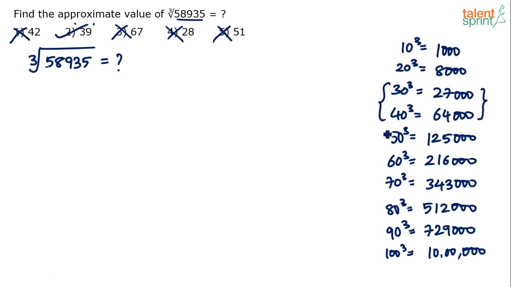It will just take about 5 to 8 seconds for you to evaluate this. You need not write all these numbers on paper, right? You know that 58,000 lies between 27,000 and 64,000, which are perfect cubes, 30 cube and 40 cube respectively. Hence the answer should be between 30 and 40. So 39 can be taken as the correct answer.